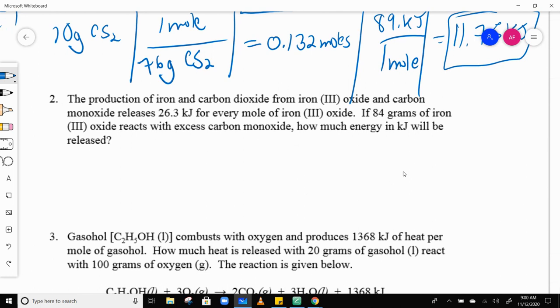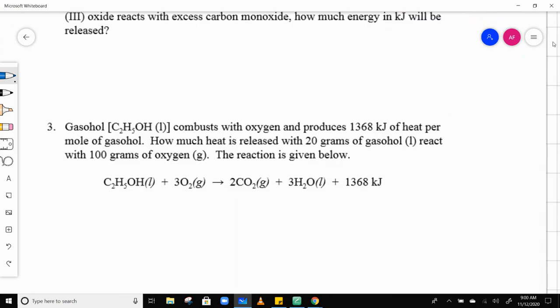Number 2 says the production of iron and carbon dioxide from iron 3 oxide and carbon monoxide releases 26.3 kilojoules for every mole of iron 3 oxide. If 84 grams of iron 3 oxide react with excess carbon monoxide, how much energy in kilojoules will be released? So this is very similar to number 1. Okay, I'm not going to go over that one.